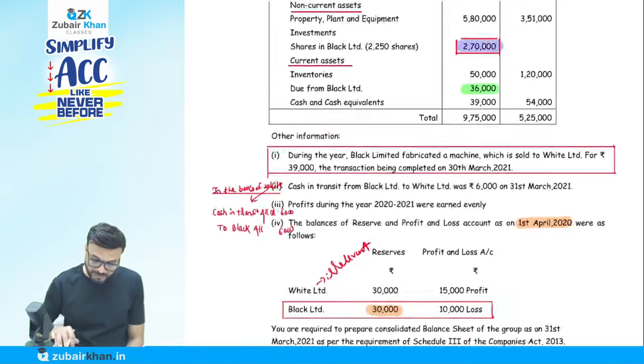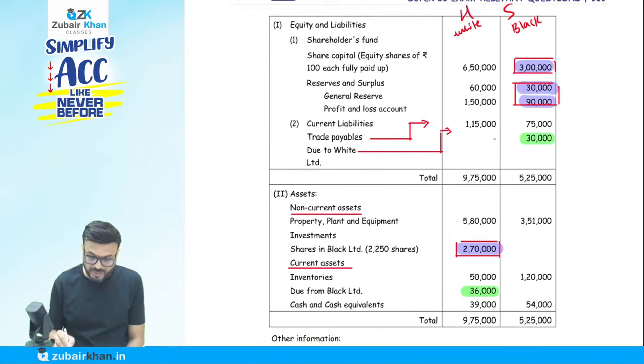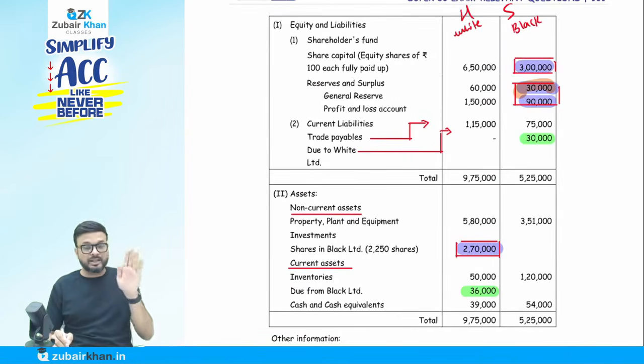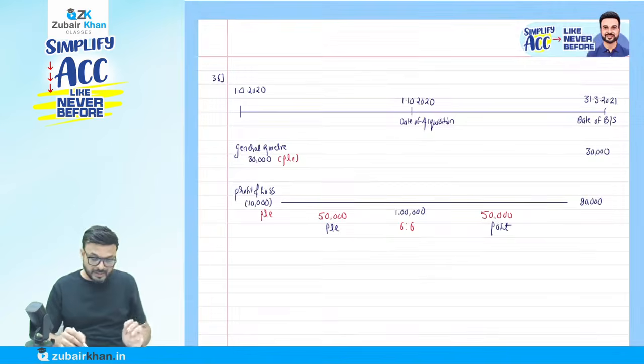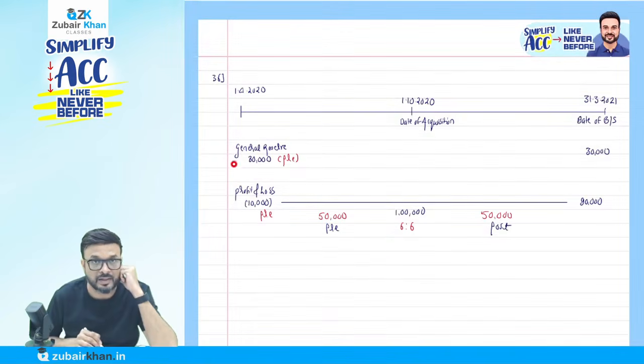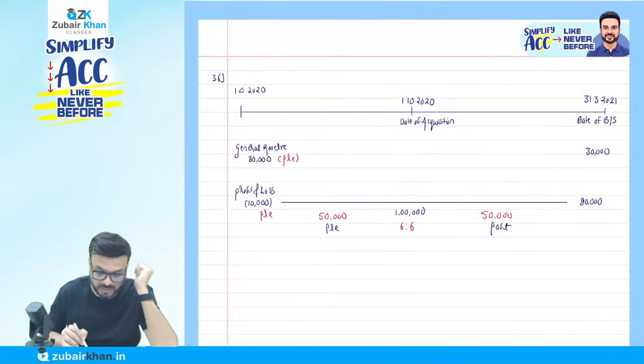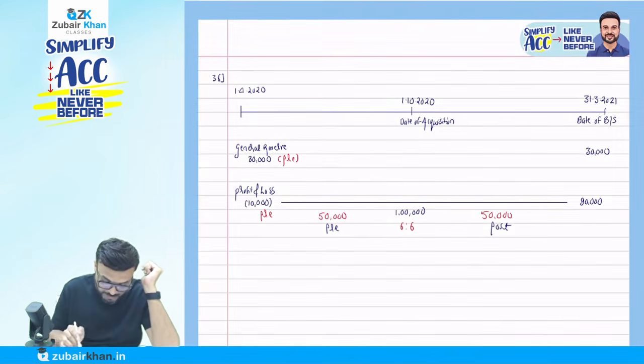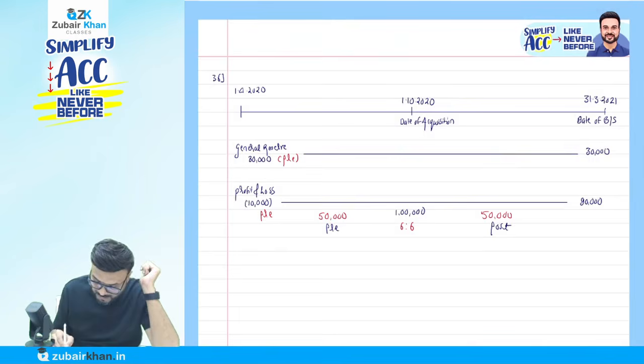But when I go to the balance sheet, at the end of the year the reserve is also appearing as 30,000 only. So the starting reserve of the year was 30, and at the end of the year it is 30 only. So there is no change here. Is there any change? No. It is the same during the year.